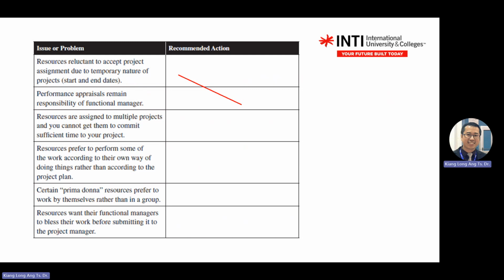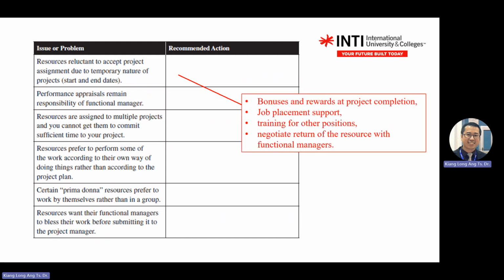So the problem here is because of the dates or the duration of the projects. So what do you do? You give rewards, you give training, and you negotiate with the functional managers. Every time you see resources, you mention something about functional managers. What can you do with the functional managers?